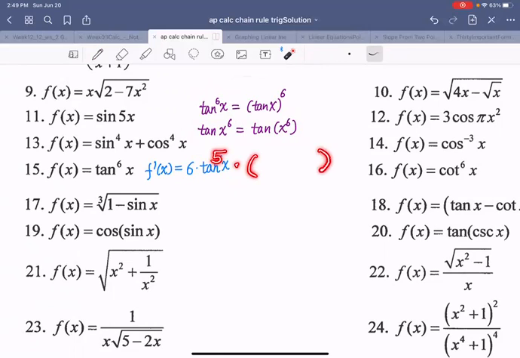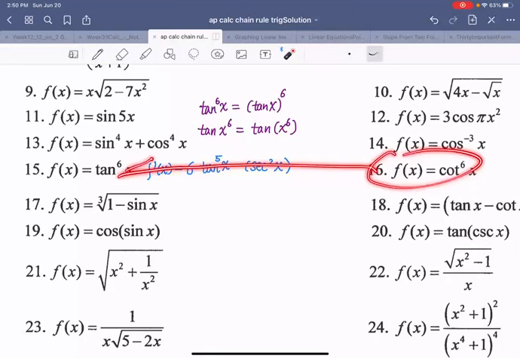Olivia, what do you want to write down here? Tangent derivative is how much? Is it secant squared x? That's right. Very good. Secant squared x. Okay, very nice. Well, number 16 and number 15 are similar. You can handle it.